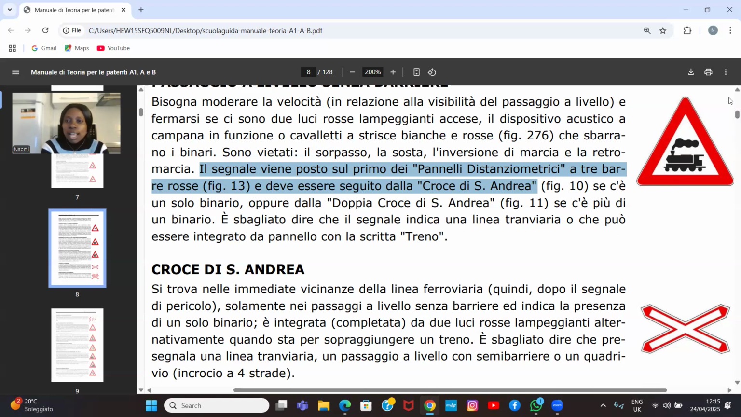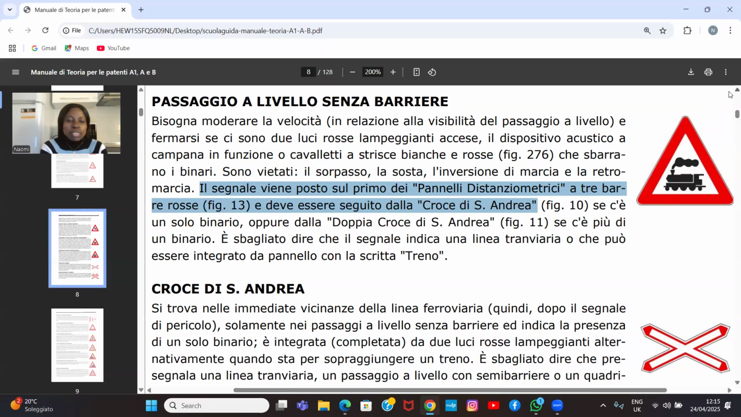Meanwhile, we are still looking at the rules for passaggio a livello senza barriere. So passaggio a livello senza barriere follows the same rule as passaggio a livello con barriere or con semi barriere, but this very one is that there is no barrier. It comes with the characteristics of the two red lights alternating, or the pole with white and red stripes blocking the road, but there is no barrier in front of it. So you have to take note.